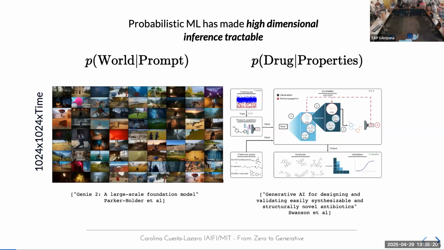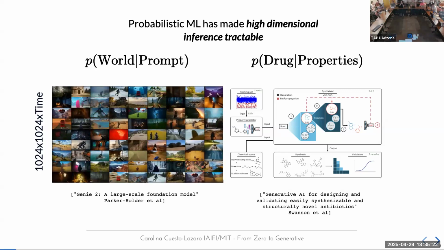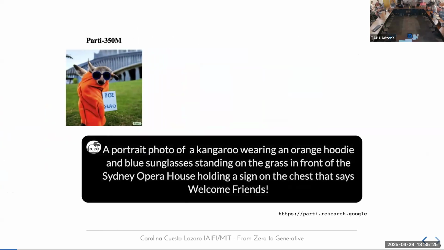Now, one of the reasons why they have become so useful is because we've been able to grow them up, right? And there's this very cute example from Google where they tried to train a generative model that was very, very small and grow it out to see what happened. So here the prompt was to draw a portrait of a kangaroo wearing an orange hoodie, blue sunglasses, standing on the grass in front of the Sydney Opera House, holding a sign on the chest that says, "Welcome, friends." So this is the tiniest model they built. Not too bad, right? I guess all the elements are kind of there, but you can tell they're not quite right. In particular, the text is really, really poor, but all the elements kind of fail.